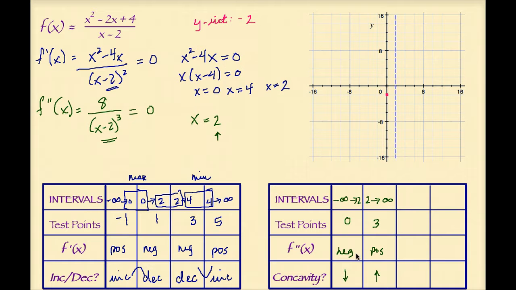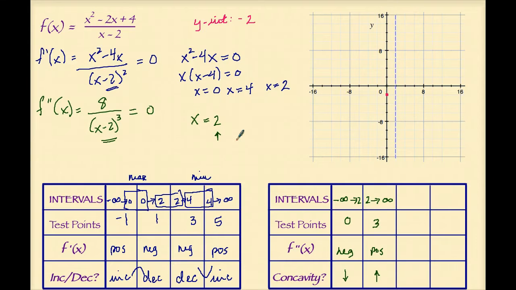Notice that concavity did change on either side of our critical number 2, but of course it's not a point of inflection because it's a vertical asymptote. However, if it were not a vertical asymptote, we would need to look at each critical number that's generated from the second derivative in order to determine if it's a point of inflection. Now let's go ahead and use all of this data to sketch a graph of our function.